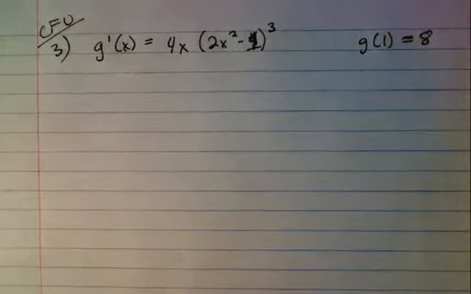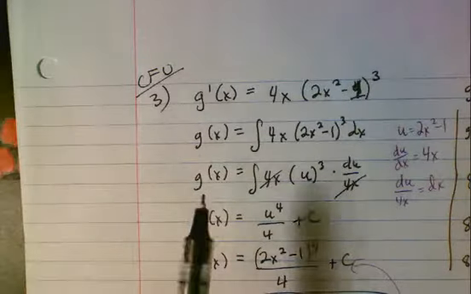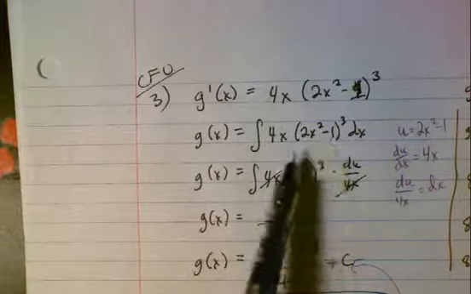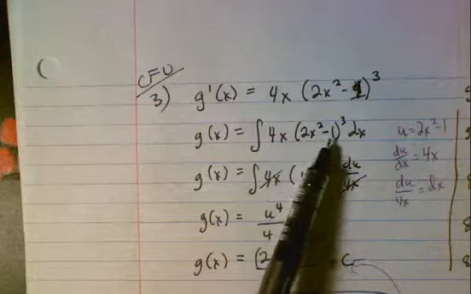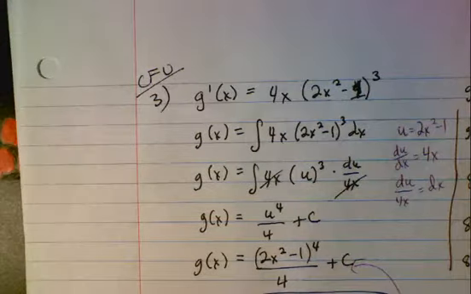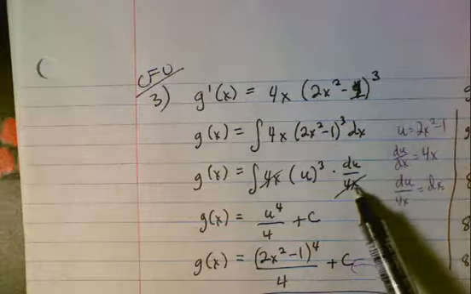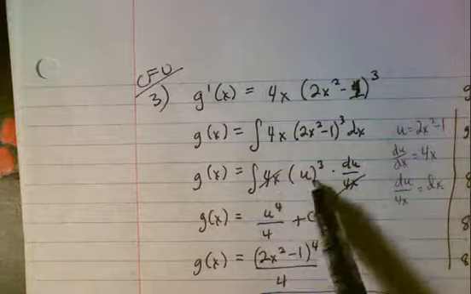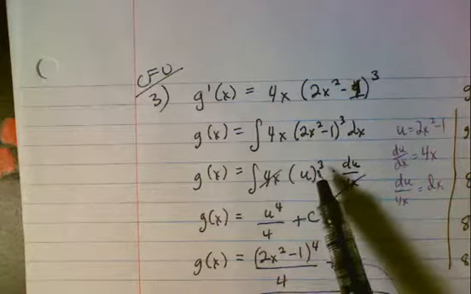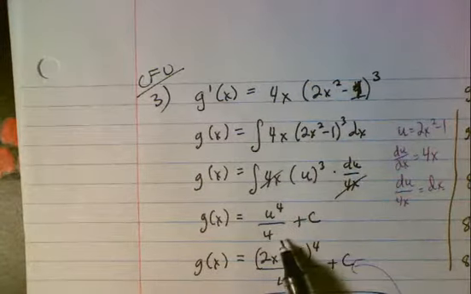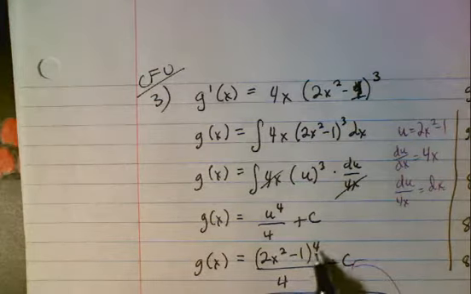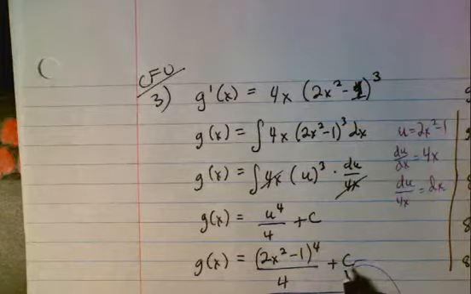Pause the video now. Okay, so the first thing we've got is setting this up. G is going to be the antiderivative of this. We'll let u be 2x squared minus 1 because that's inside this other function here. When we take the derivative, we have du over 4x equals dx. Substitute that in here, substitute u in there. The 4x's cancel out. Now we're going to take the antiderivative of u to the third, du, add 1 to the exponent, divide by the new exponent, and then remember to plug back in. So we have 2x squared minus 1 to the 4th power divided by 4 plus c.